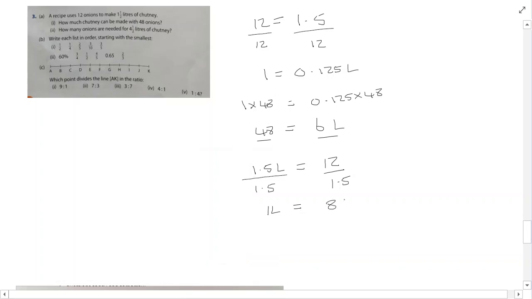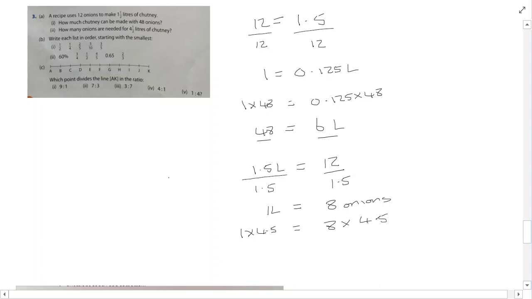So 8 onions. Okay. So in order to get 1 litre, you need 8 onions. In order to get 1.5 litres, you need 12 onions. So what it's asking you to do is, how many onions are needed for 4.5 litres of chutney? If 1 litre needs 8 onions, then we have to multiply this by 4.5. So 1 multiplied by 4.5. And if I multiply this side by 4.5, I have to multiply the other side by 4.5.